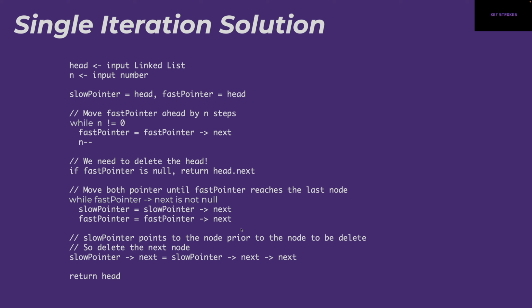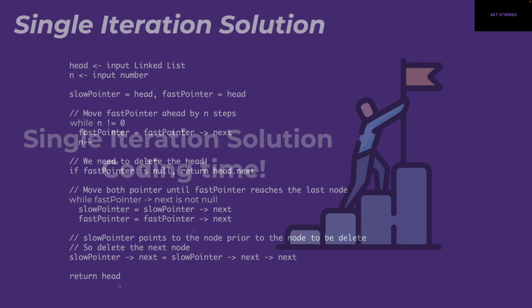And after doing all of this, slow pointer now points to the node which is just before the node that we have to delete. And so we update the next pointer of our slow pointer to skip the current next node, and we do that by accessing the next node. And so now the next pointer of our slow pointer skips over the node that we need to delete, and the node basically gets excluded from the linked list. And in the end, we just return the head, which is the head of the linked list.